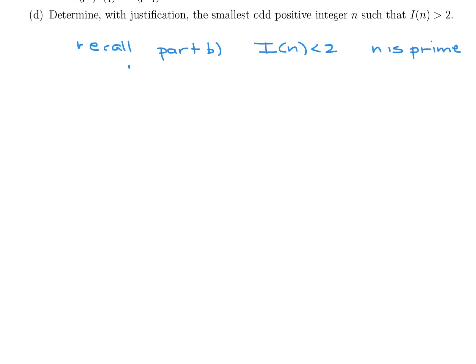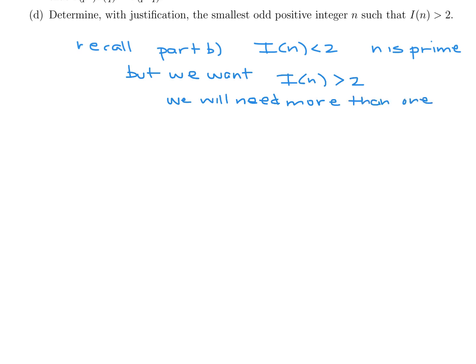But we want I of n to be greater than 2. So that basically means that we will need a bigger number. We will need more than just 1 prime. So that means that n perhaps is 2 primes multiplied together, like p and q, where both p and q are prime. Let's see. I mean, I'm not sure, but let's see what happens if that is the case.